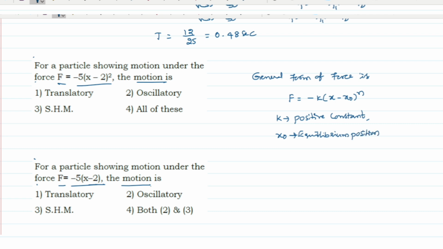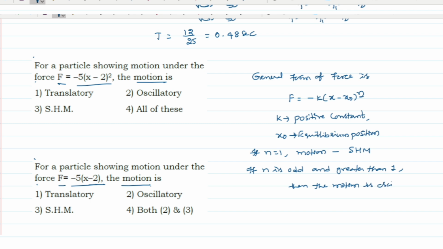Here the conditions on n are as follows. If n equals 1, then you have to consider the motion as simple harmonic motion. If n is an odd value and greater than 1, then you have to consider the motion as oscillatory.